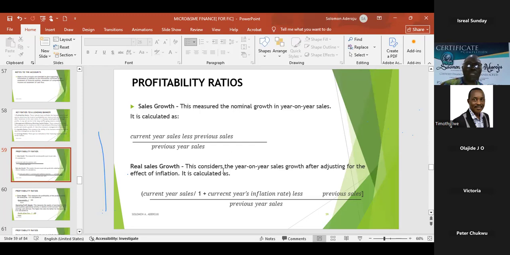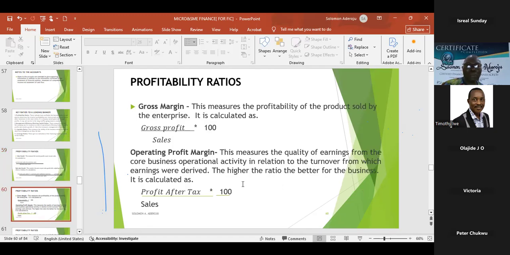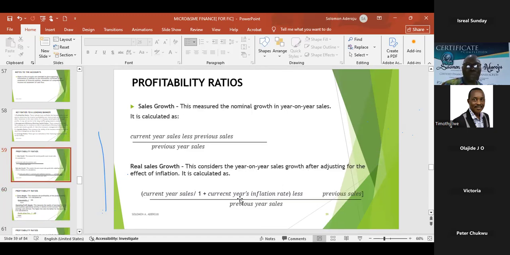Then we have the real sales growth. The real sales growth says we should adjust the current year sales by the rate of inflation in the current year. Because sales is quantity times price, the quantity may not have increased. It may be as a result of inflation that the company increased the selling price. So the real sales growth says factor in the rate of inflation, and use it as a discount rate to reduce the sales.